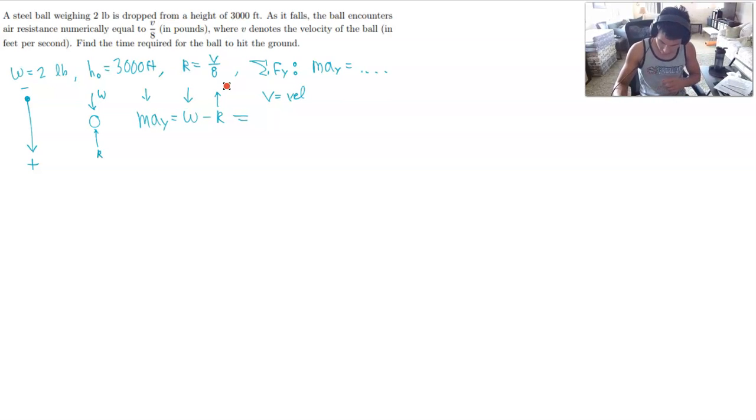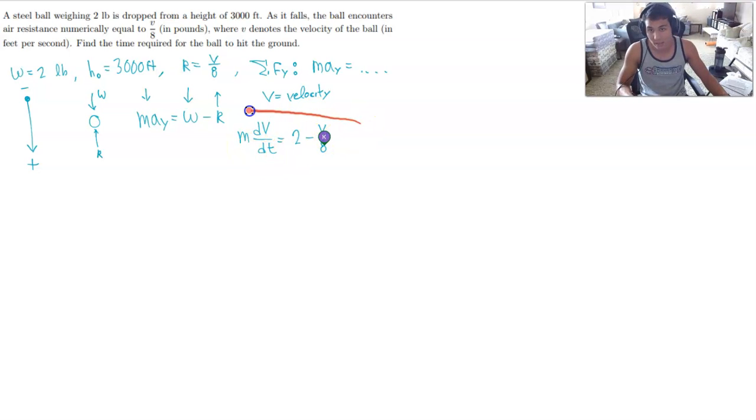Okay, so if we write everything, then we could write this as M. I'm going to erase this now. We could write this as M, dV dt is equal to, there we go. So M dV dt, and then weight is just going to be 2, because it's literally a constant, right? Weight is not changing here in this case. And then R is going to be V over 8.